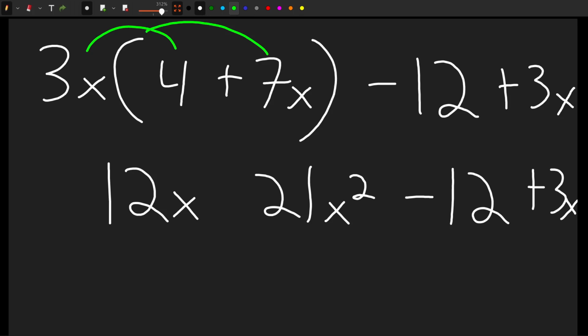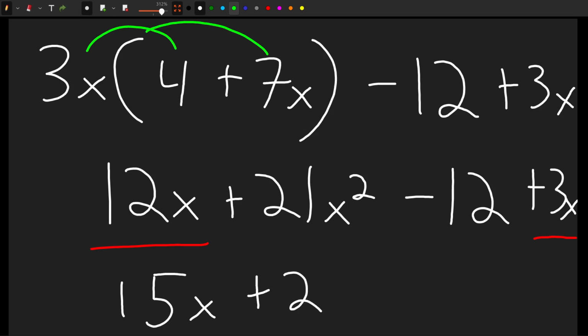Now in this case, I forgot my addition sign. In this case now we need to simplify. And so we're going to combine like terms. I see 2 like terms that I can work with. One is this 12x, the other one is the 3x. And so 12x, which is positive, plus 3x will get me 15x. I'm just going to write it here in the front for now, and then we'll rearrange afterwards. And I'm just going to carry down the 21x squared and then the minus 12.